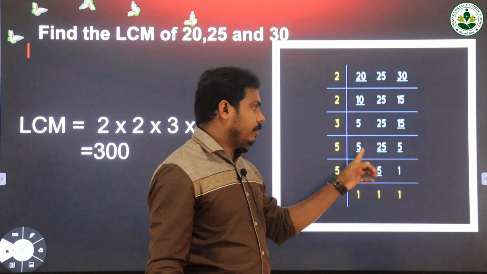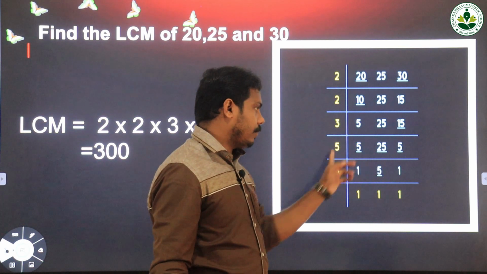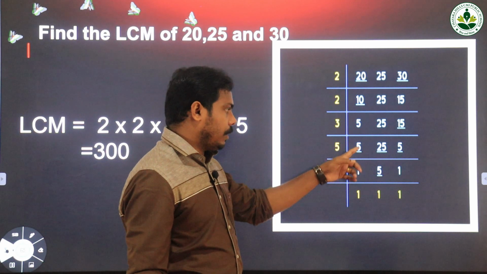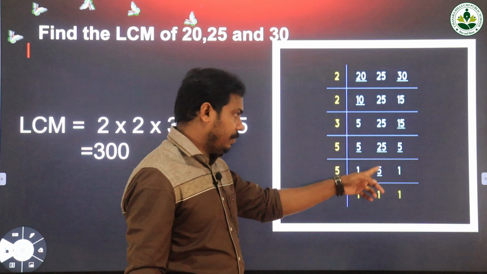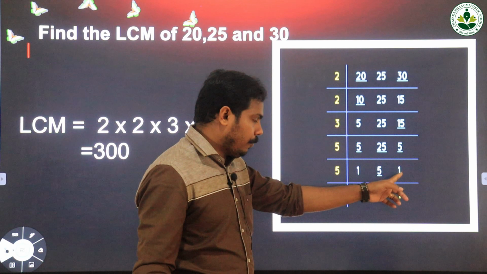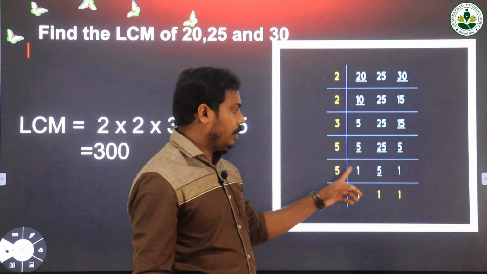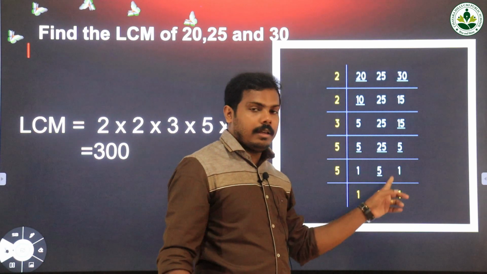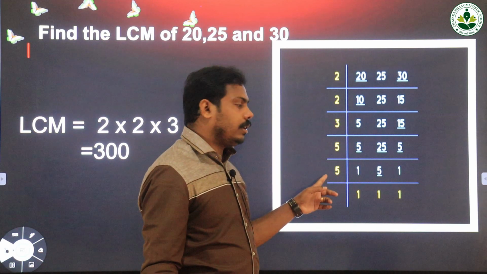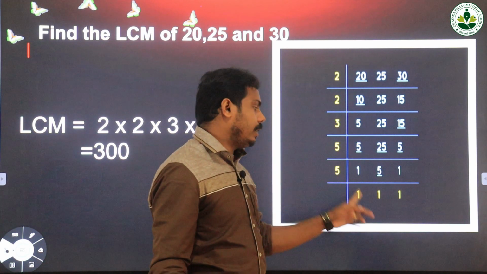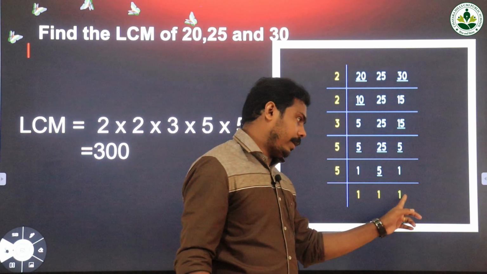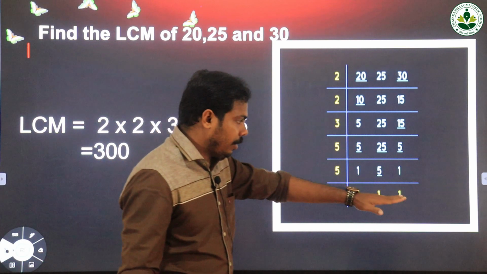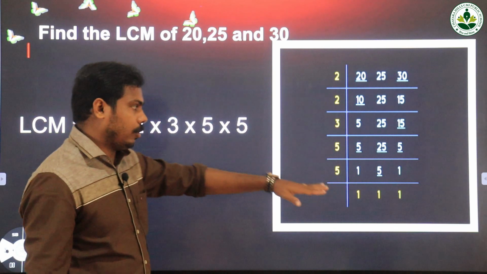So 5 divided by 5, 25 divided by 5, 5 divided by 5 are possible. So just divide those by 5. 5 by 5, 1, 25 by 5, 5, 5 divided by 5, 1. Then only one number is remaining, that is 5. Just divide that number by the same 5. 5 by 5 is 1. Now we got the remainder as 1. When you find all the remainders as 1, then we can stop.